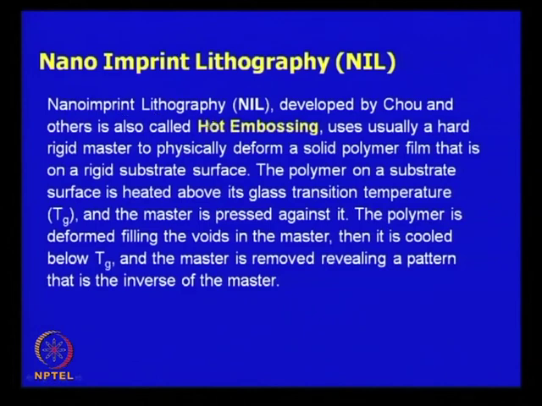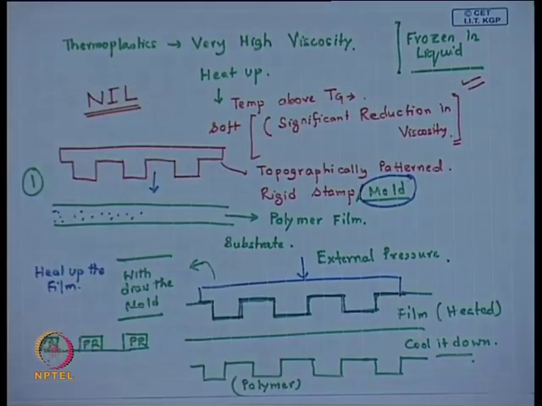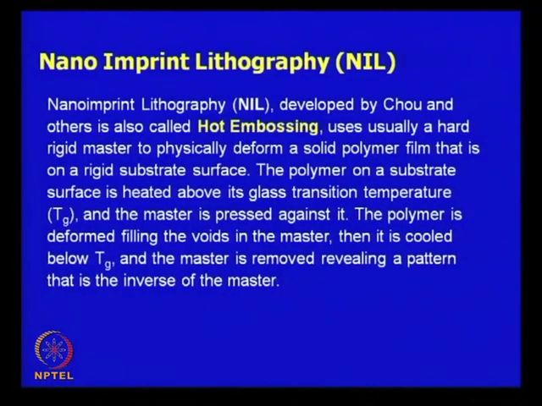So, here is some sort of classical definition. Nano imprint lithography, which is commonly referred to as NIL, that is the standard acronym for nano imprint lithography in the lithography community, developed by Chow and others. As I told you, Professor Chow is at Princeton University. It is also called hot embossing, and usually uses a hard rigid master or a mold to physically deform a solid polymer film that is on a rigid substrate.